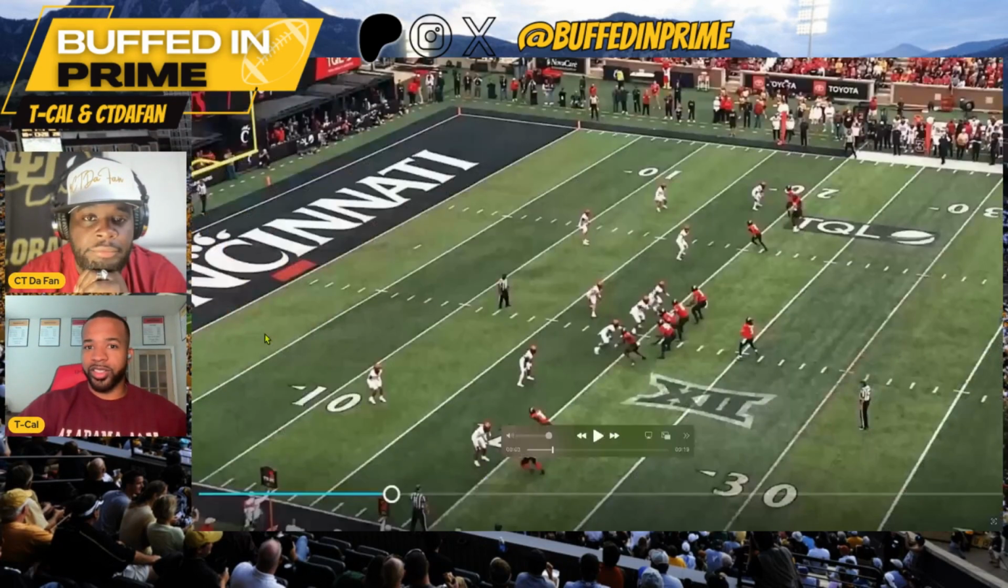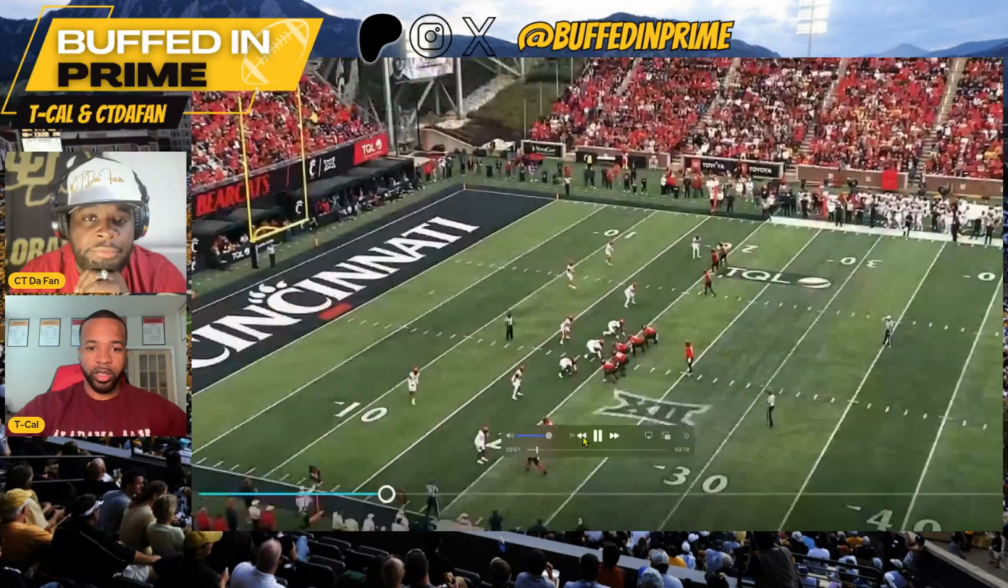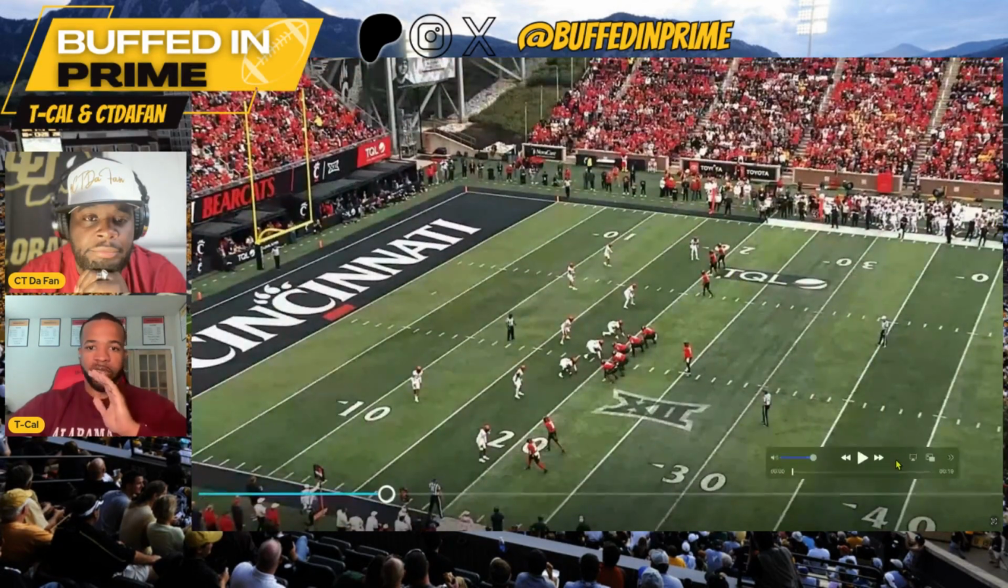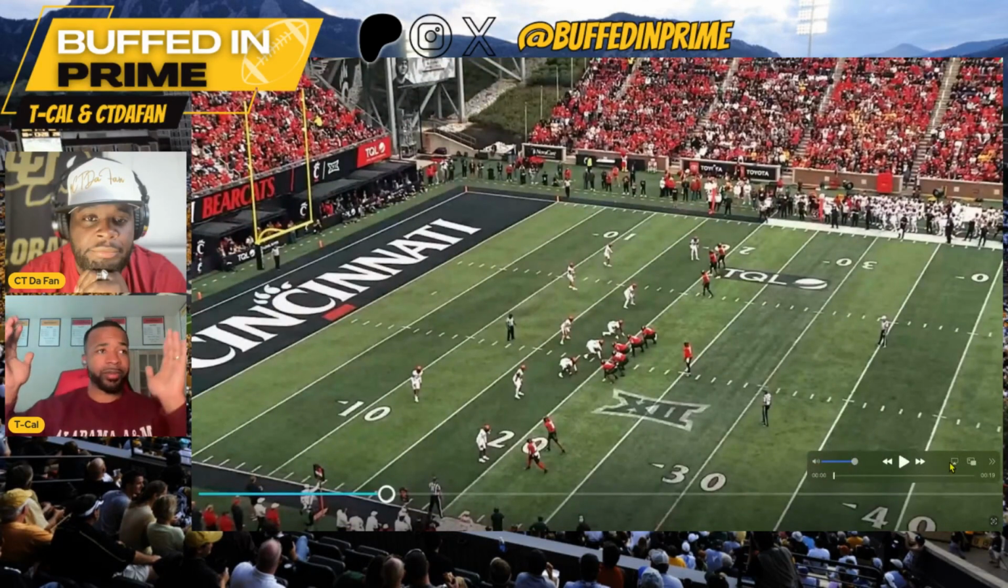But let's go over this. So I got people in the chat. Let me go back here. Okay. All right. So people in the chat and CT, you a part of this too. Can somebody tell me what is wrong or different about this formation?